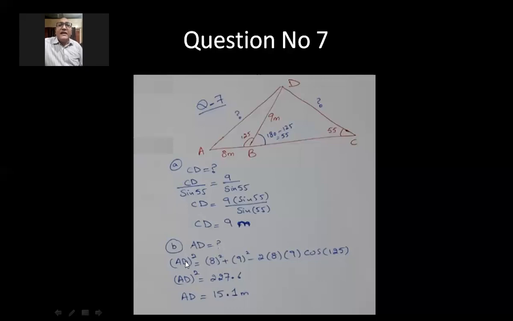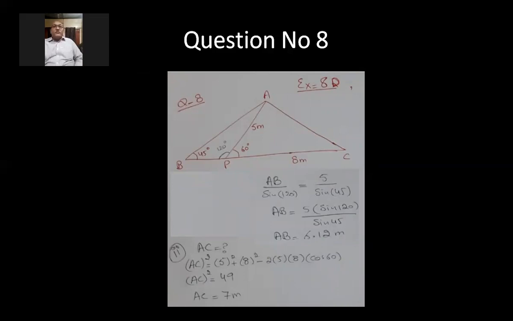So you can see here, AD square will be equal to 8 square plus 9 square minus 2 into 8 into 9 into cos of 125, equals, that will be 227.6. Under root, answer, equals, and that will be 15.1 meters. So the side AD will be 15.1 meters. So this is how you will do question number 7 in the exercise.